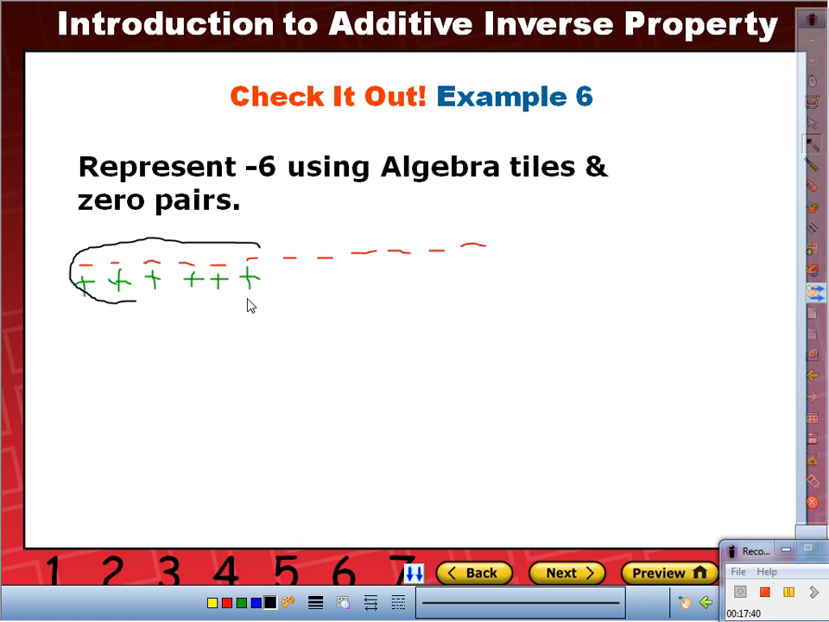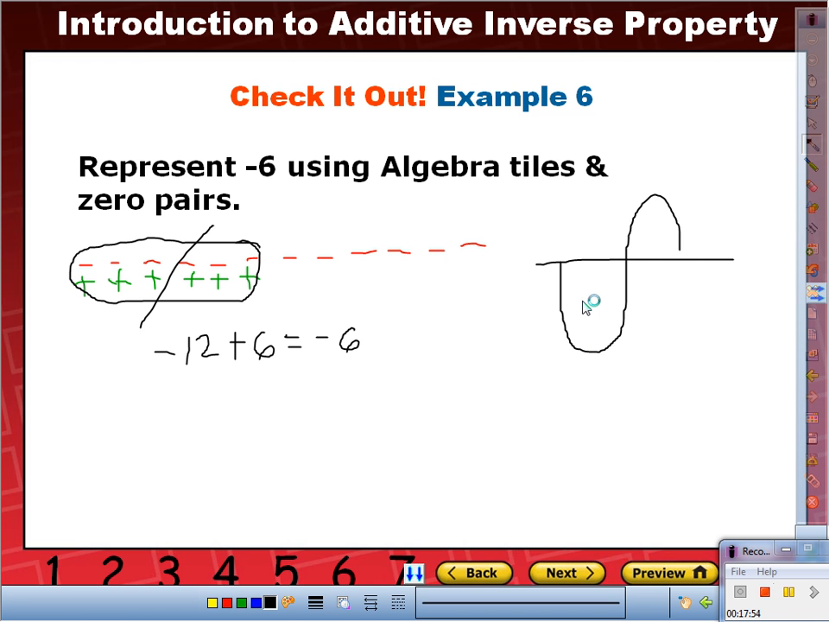Here's my 0 pairs. And this could be written as negative 12 plus positive 6. That is equal to negative 6. In our ground 0 method, it looks like this. This is negative 12 and positive 6. Does yours look something like that? Yeah? Hands up if you agree with that.